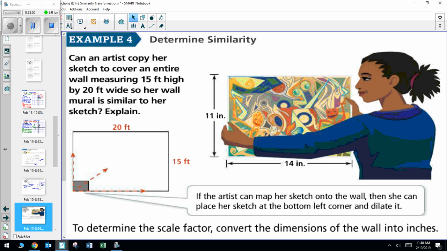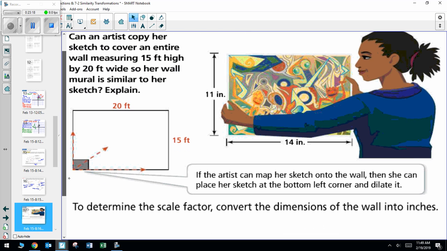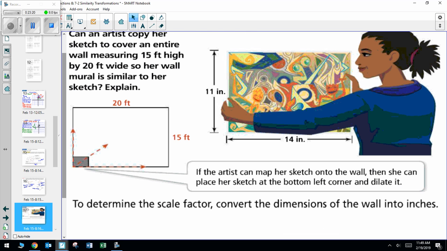So, determining whether some things are similar or not. Looking at this application problem, we want to know, can an artist copy her sketch to cover an entire wall measuring 15 feet high by 20 feet wide, so her wall mural is similar to her sketch? Explain. So we want to know if she can expand or duplicate her original painting to cover a 15-foot by 20-foot wall. The first thing we have to do with a problem like this is talk about the same unit of measurement, right?